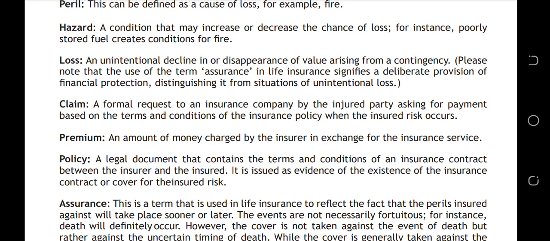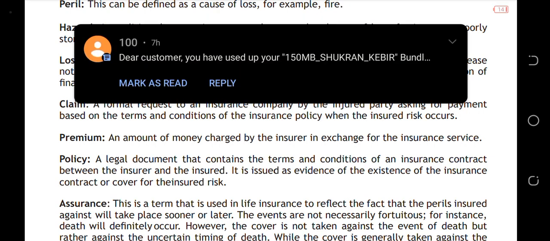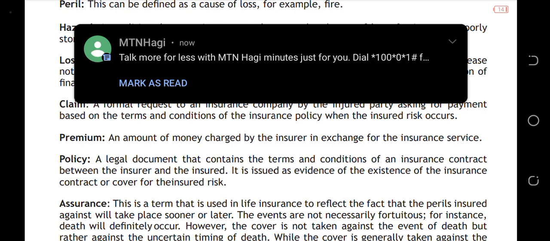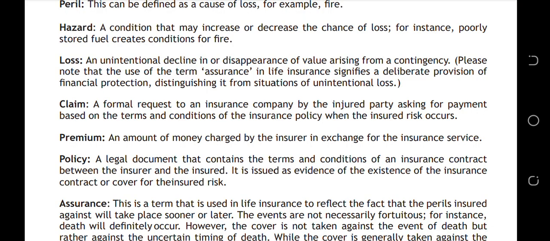Let's talk about a claim. A claim is a formal request to an insurance company by the injured party asking for payment based on the terms and conditions of the insurance policy when the insured risk occurs. For example, you have signed up with the insurance company and you have incurred a loss in your life. What happens is that you write down the pain, that you have incurred this and this and this loss, and that you need to be compensated. So you write it down and give it to the company, and it is what is referred to as a claim.